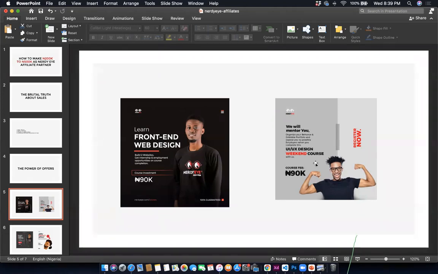Everybody wants to take the NDI course. Why? Just because of the offer that we introduced. Here we're telling them, come and learn front-end web design for 90,000 naira. Few people want to take that particular offer, right? But when we attach a condition, look, we will mentor you, we're going to help you organize your Behance and Dribbble portfolio and expose you to possible employers, everybody wants to register for that particular course. The difference between these two things is the offer. So even if I ask you right now which of these offers you're going to select, you're going to tell me this particular one.